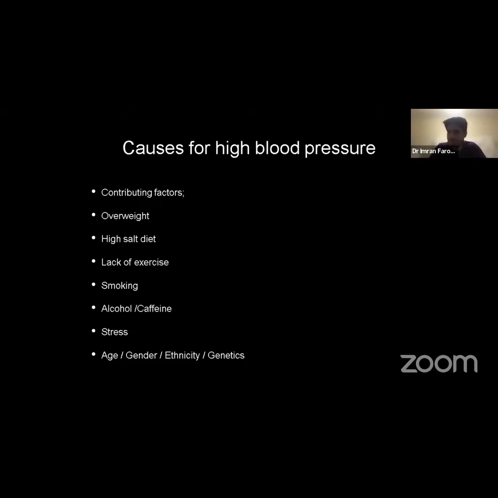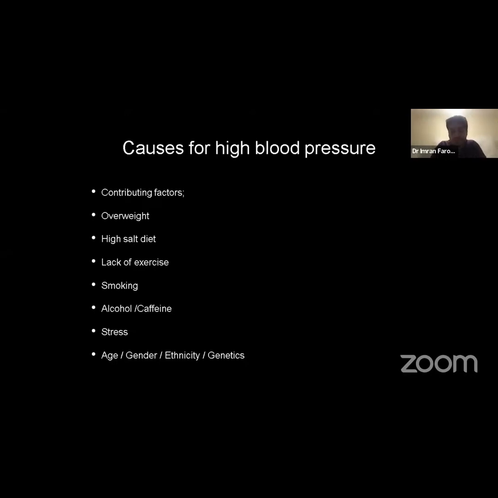Now, all of those things that I've mentioned are things that we can control. We can control how much salt we eat. We can control whether we smoke or not. But there are things also that are out of our control. So as we get older, our blood pressure tends to increase. Unfortunately, as males, we tend to have higher blood pressures. Unfortunately, we can't do much about that.